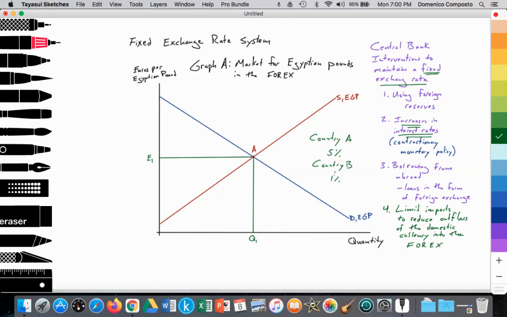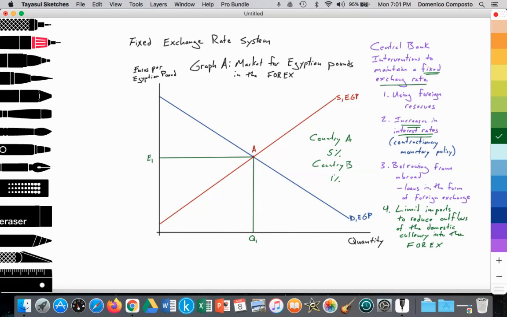Okay, so perhaps investors in country B selling off their currency, buying into country A's currency, opening an account in a bank, and just parking their cash in that account and collecting 5%. So that's one method. Another, number three, is borrowing from abroad, basically taking loans in the form of foreign exchange. Perhaps, let's say, Egypt borrowing US dollars and using those dollars to influence their currency in the foreign exchange. They can take those dollars, sell the dollar, demand the Egyptian pound, and increase the value of the Egyptian pound.